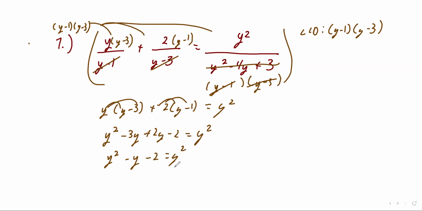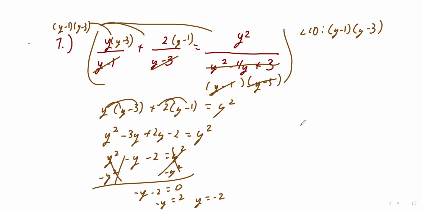And then again, I see it's a quadratic, so I need to set it equal to 0. But when I subtract y squared on both sides, I'm now left with -y minus 2 equals 0. So then I get -y equals 2. Therefore, y equals -2. Check to see what x cannot be, or sorry, in this case, y. Y cannot be 1, and y cannot be 3. So in this case, y equal to -2 is your only answer.